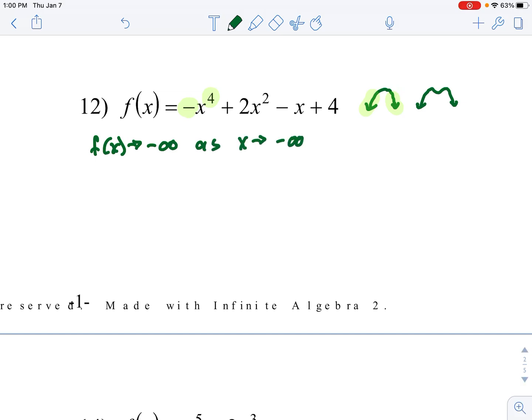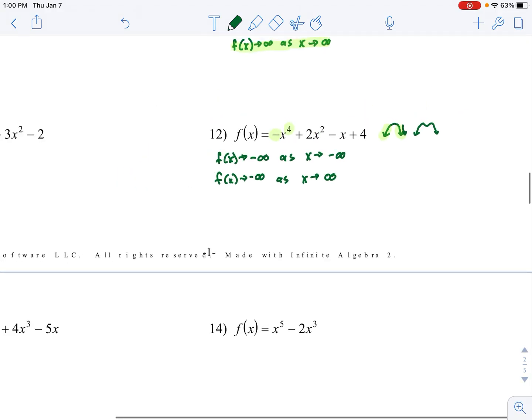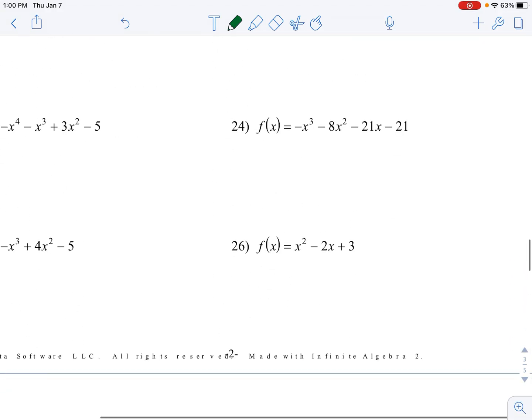Down to the left. It's almost like just learning a few sentences in a different language, in a way. And then for the right, f of x goes to, again, negative infinity. The right-hand arrow goes down as x goes to the right, so positive infinity. So that should be number 12.